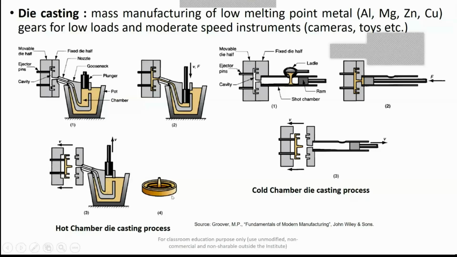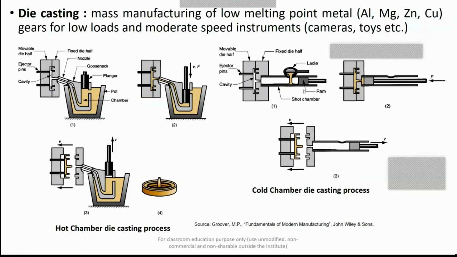And this type of feature of any shape and size, if you keep your die cavity in the shape and size of a gear, so the final product comes out in the form of a finished or semi-finished gear. And you have another process which is called the cold chamber die casting process.